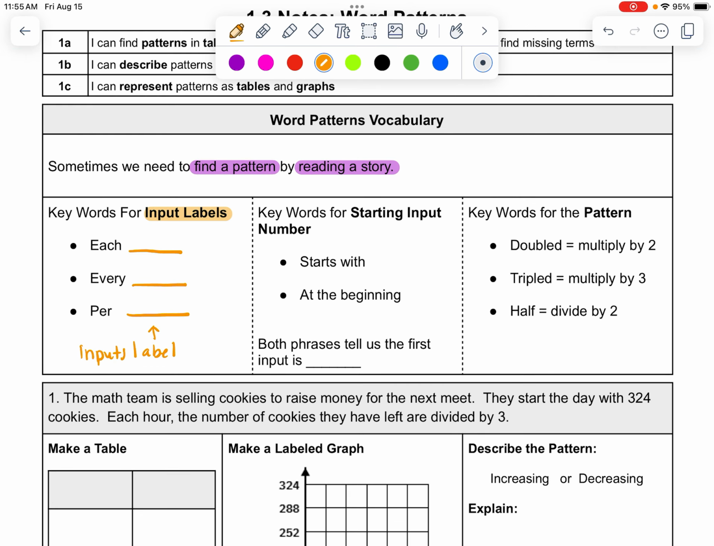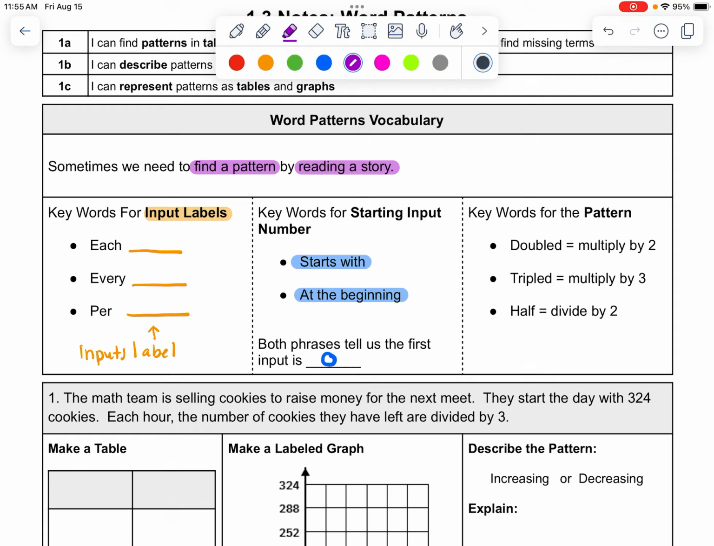Now, there's also keywords that tell you what your first input should be, that starting number. If you ever see the words starts with or at the beginning, that is a clue that the first number of your input is a 0. So when you make your table, you should put a 0 as the first input number on the left side of the table. And then there are some keywords for the pattern.